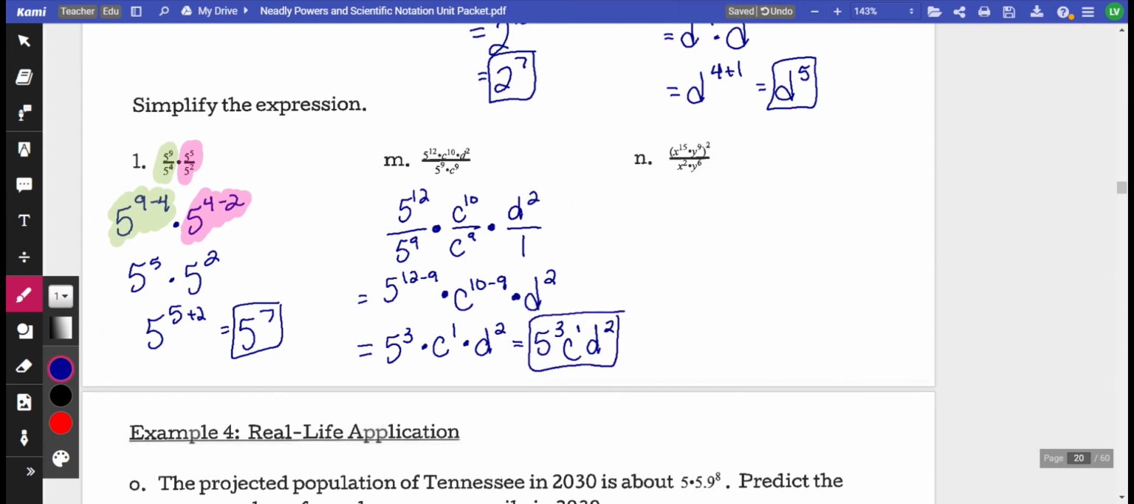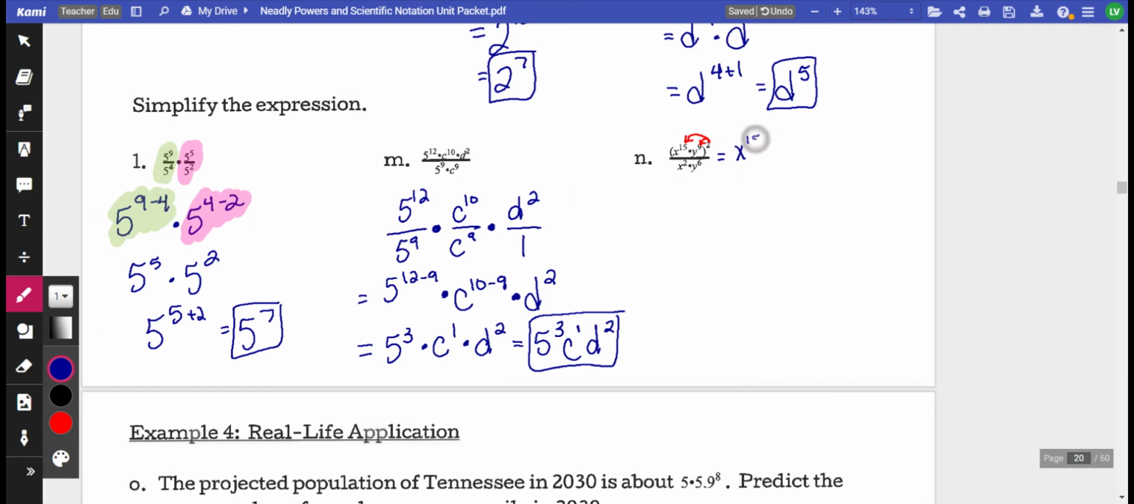Letter N, x to the 15th times y to the 9th, that quantity squared, divided by x squared times y to the 6th. Well, the first thing I have to do is distribute this 2 to the 15 and to the 9. So we learned this earlier in this unit. By distributing that 2, I'm multiplying.